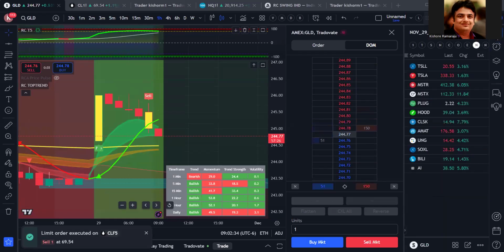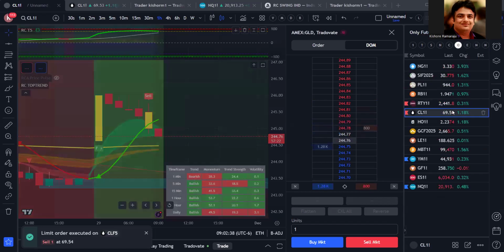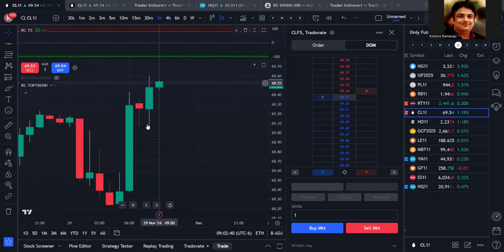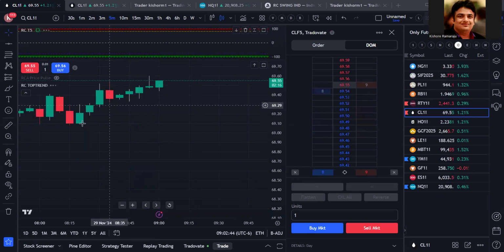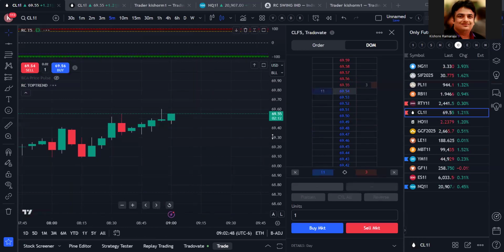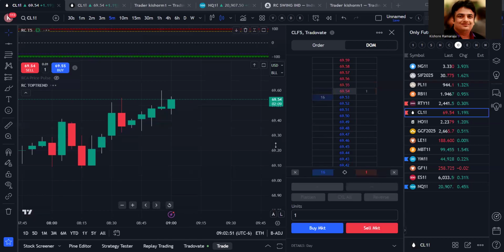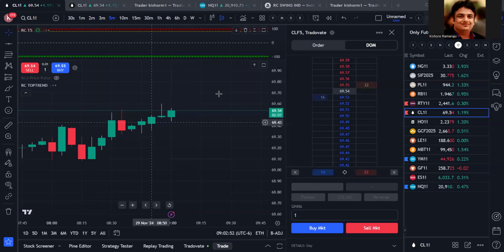Crude oil, the second contract also made profit. So basically, there was a huge move. So we took profits on all the futures contracts. Right, again, because now I'll be focusing on options. I just took a small profit and closed it.